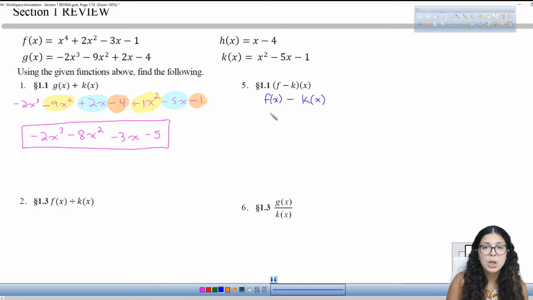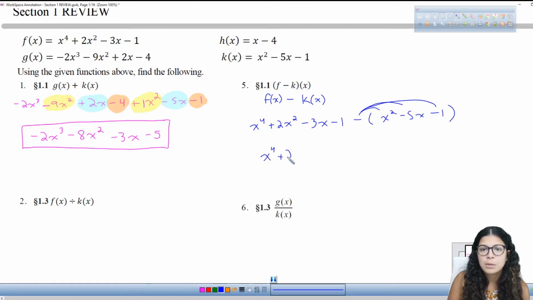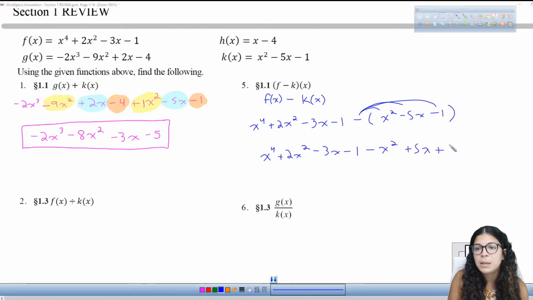Okay. So f of x is x to the 4th power plus 2x squared minus 3x minus 1, and k of x is x squared minus 5x minus 1. Remember to put the second one in parentheses because we do need to distribute that negative. So we're going to end up with x to the power of 4 plus 2x squared minus 3x minus 1 minus x squared plus 5x plus 1.